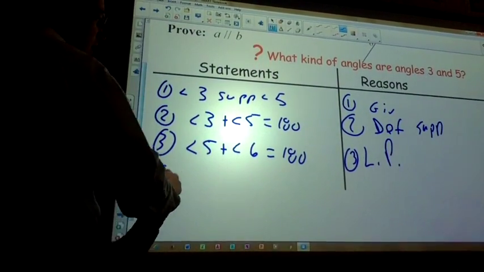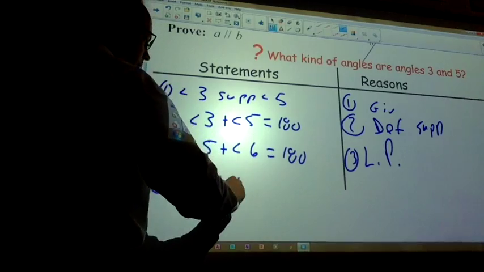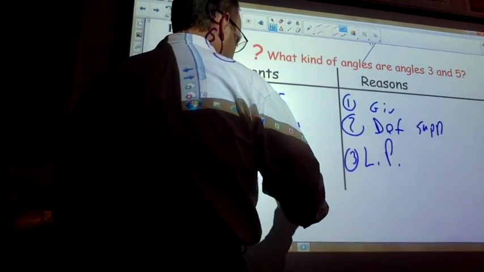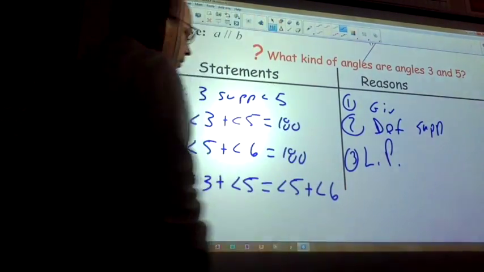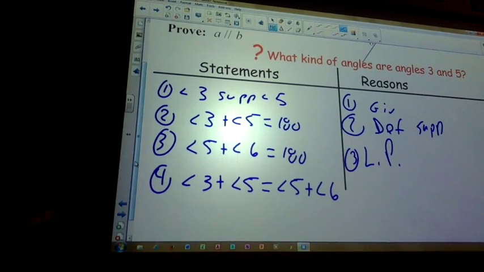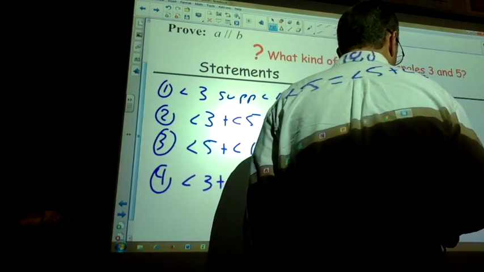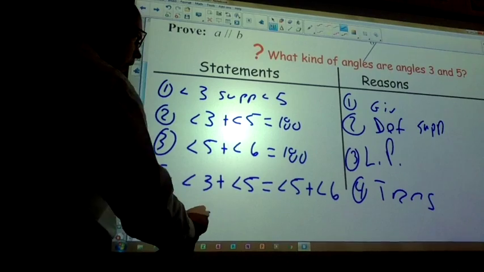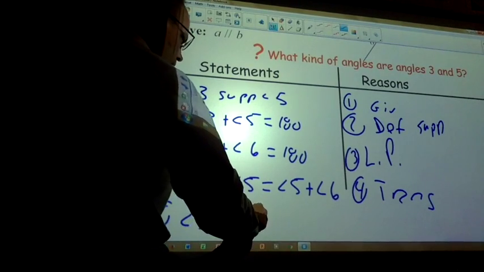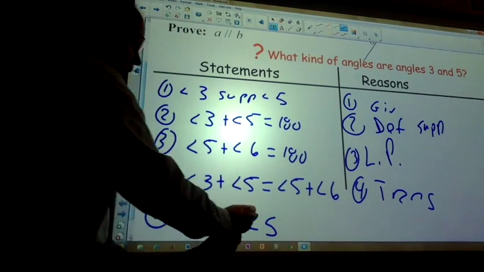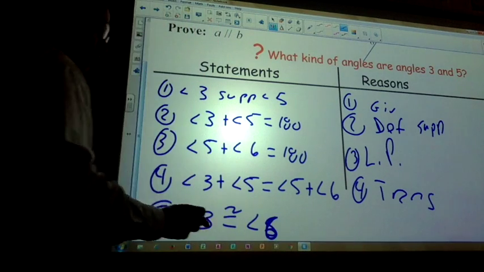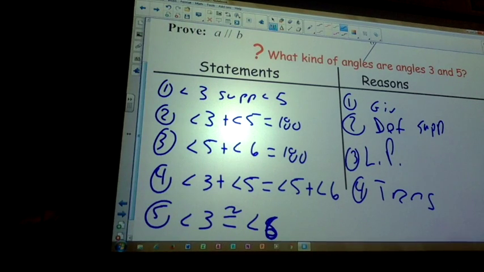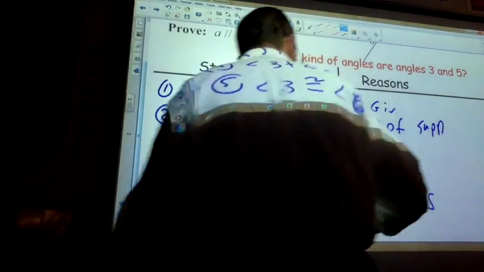What if I were to say this? Why? Transitive. Which means that I could then state that angle 3 is congruent to angle 6, excuse me. Why? What would I have done to this to get to there? Subtraction, good.